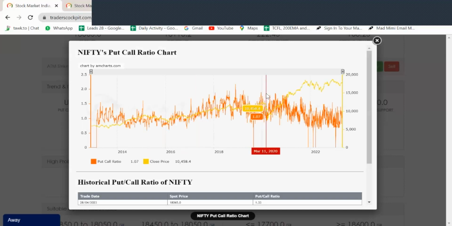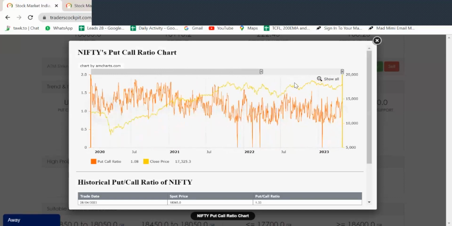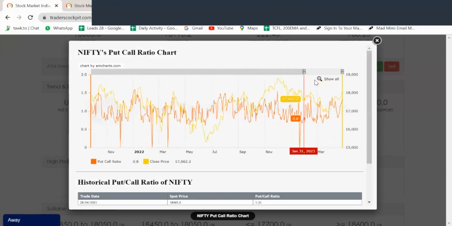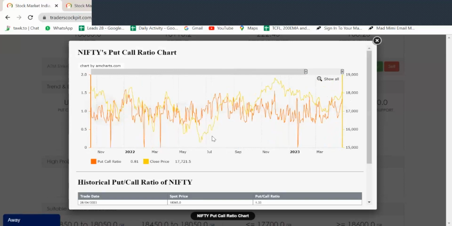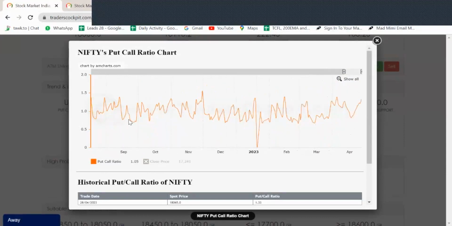It looks very clumsy, so we can't do any analysis in this clumsy chart. So what we will do, we will drag this one, and the PCR chart will be zoomed. Now the orange line is called the put call ratio line, and the yellow line is the closing price of Nifty 50. That is not at all required, so I'm just removing that. We have only the PCR values here.